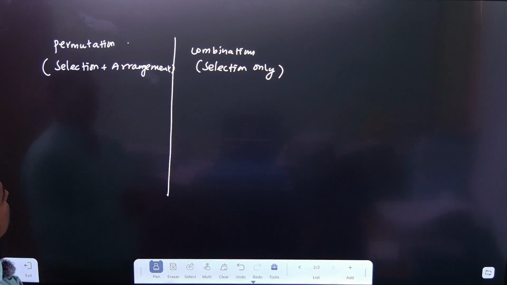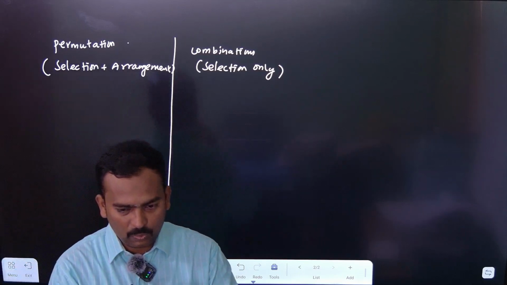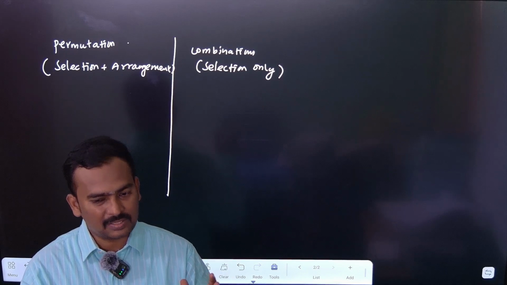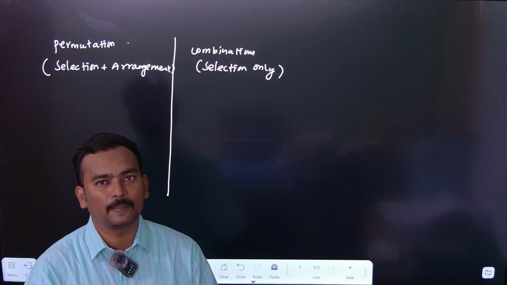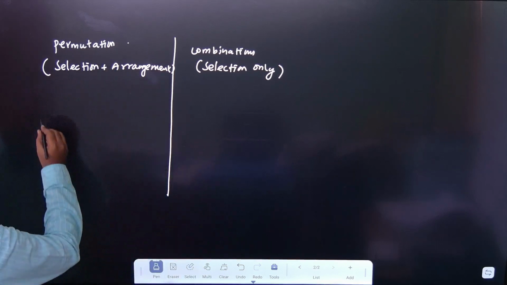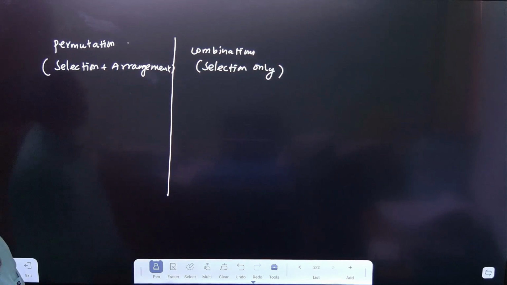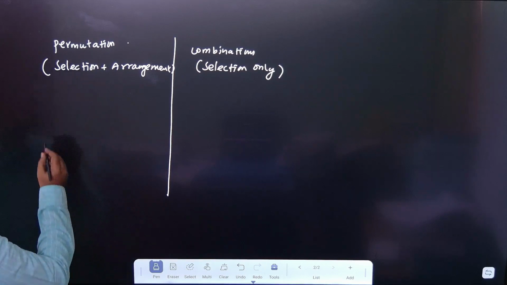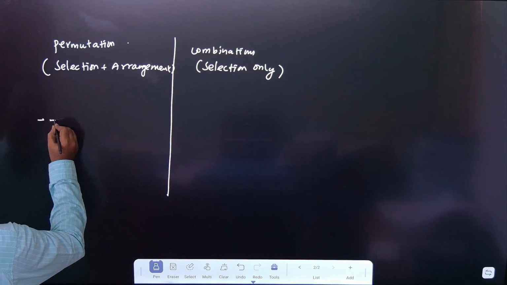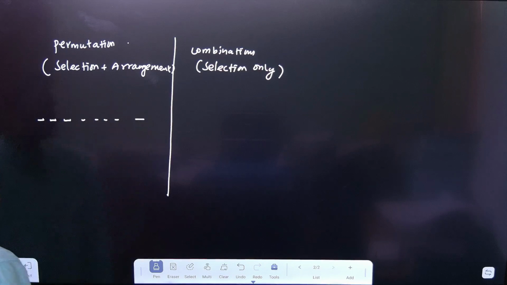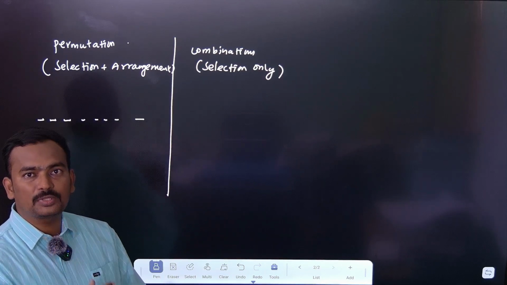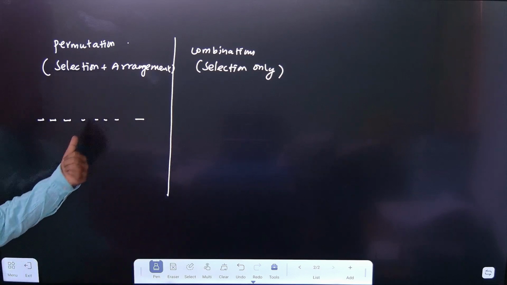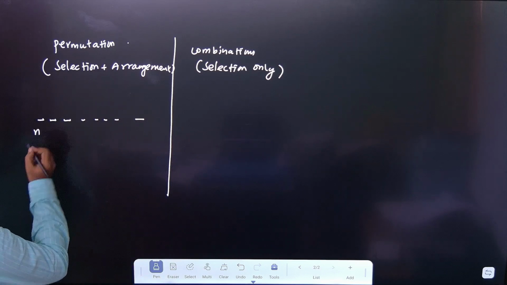So for permutations and combinations, whatever objects there are, you select them and arrange them, and combination means just selection only. Suppose there are n objects, 1, 2, 3 and so on up to n, and n places. For the first object, there are n places, so n ways are possible.